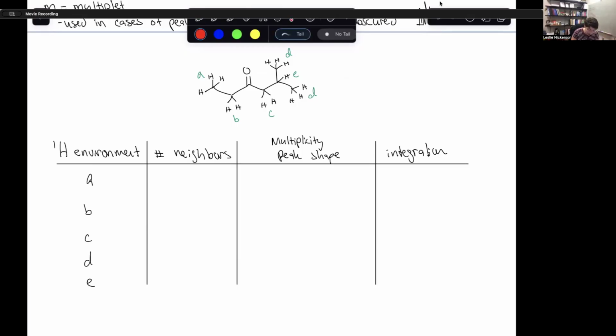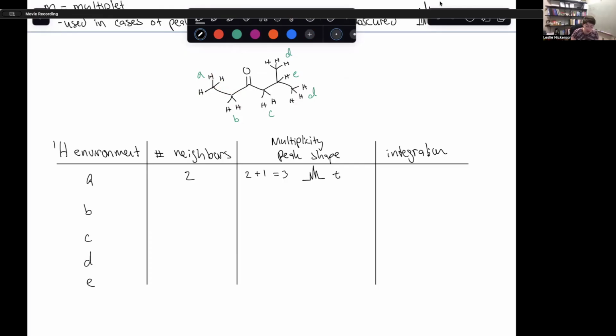Okay, so for A, if I'm looking at the protons on A, all of these protons are A protons, so I'm not getting any splitting or any neighbors from them. But what I am getting neighbors from is this carbon right here, which has two hydrogens on it. So it's got two neighbors. So then I've got 2 plus 1 is going to equal 3. So this is going to be a triplet.